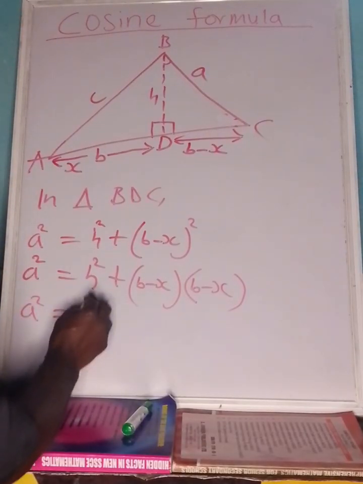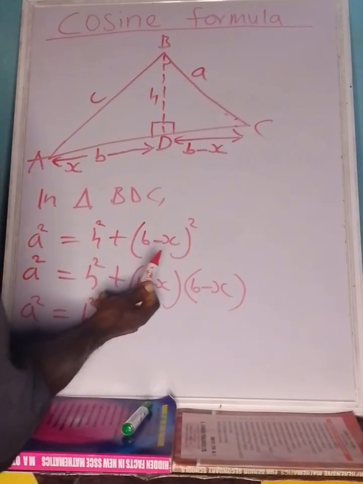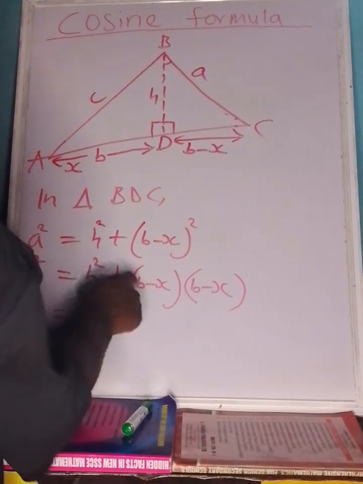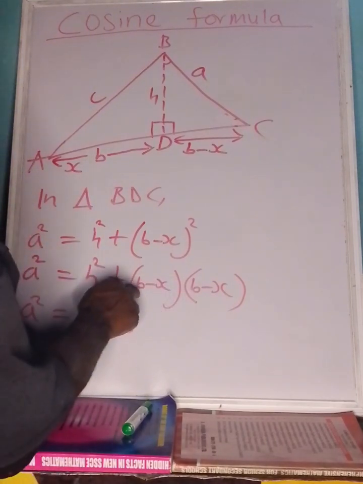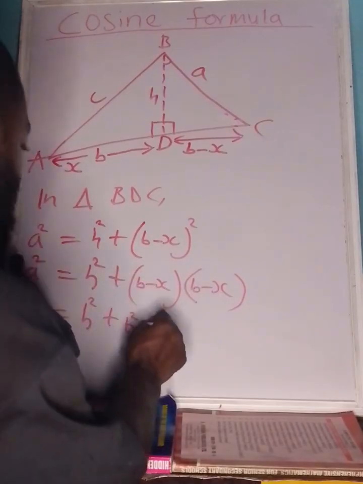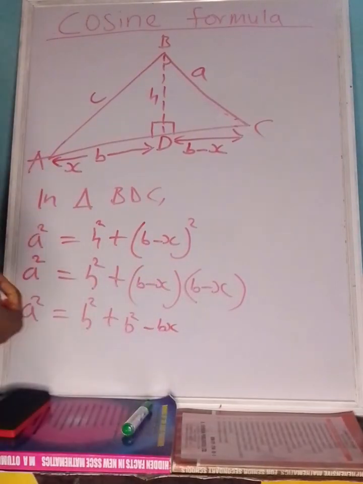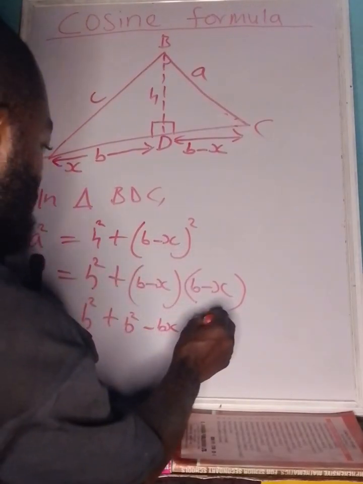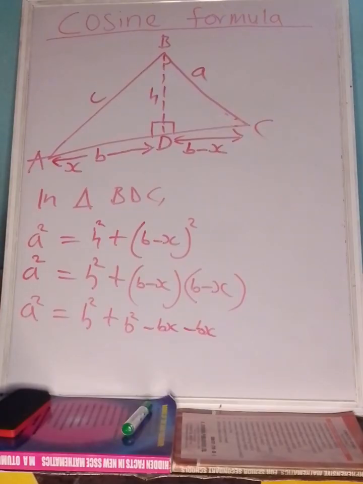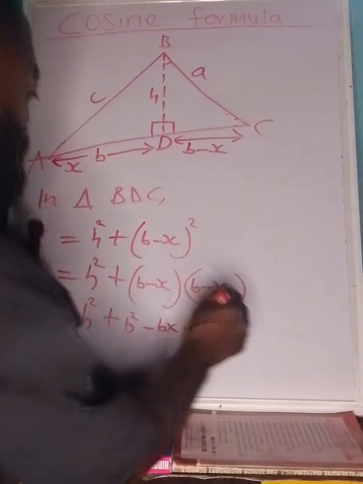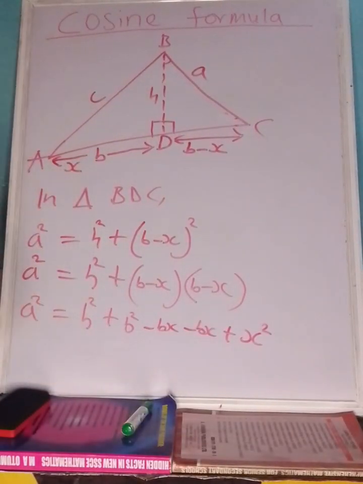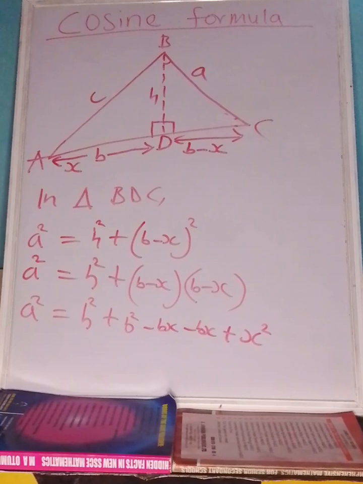H squared plus, remember, b multiplied by b will give you what? B squared. You know, plus times plus is always plus. All right. So b times minus x will give us minus bx. Now, minus x times plus b will also give us minus bx. And then minus times minus will give us what? Plus. And x times x will give us what? X squared. All right. We are gradually deriving our cosine formula from a given scaling triangle.